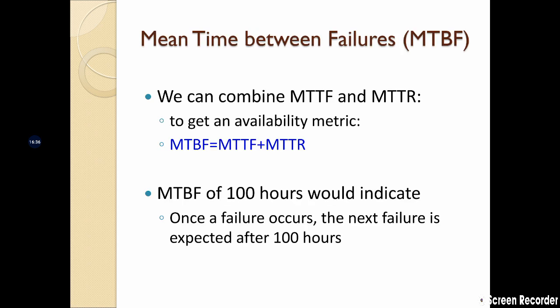Now there is another metric called mean time between failures. Say the software is working fine and here is a time when it fails.